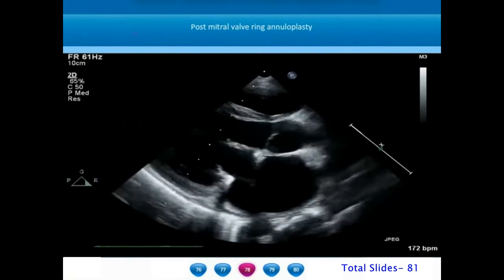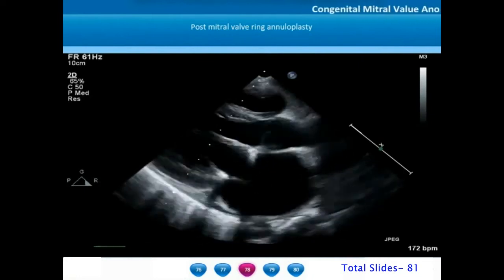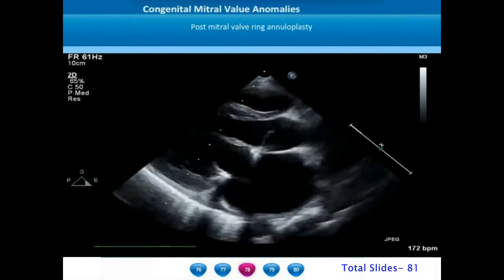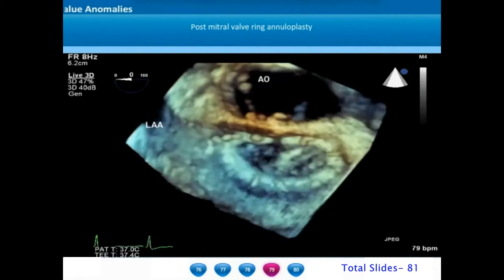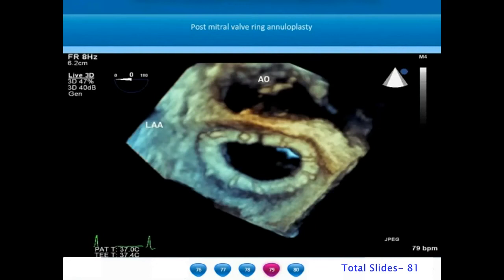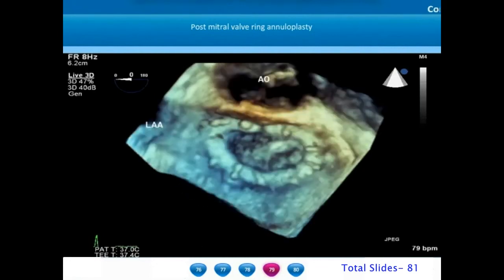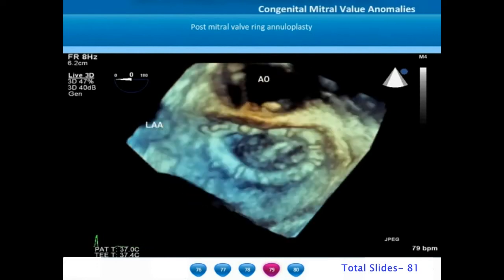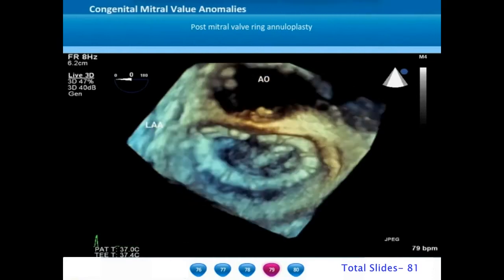Some dysplastic mitral valves with regurgitation associated with annular dilatation will need ring annuloplasty to stabilize the annulus. A 3D en face view of the left atrial side of the mitral valve after a ring annuloplasty is shown here. We can appreciate the anterior mitral leaflet curtain moving in and out in systole and diastole. We can also notice the dilated left atrium and left atrial appendage.